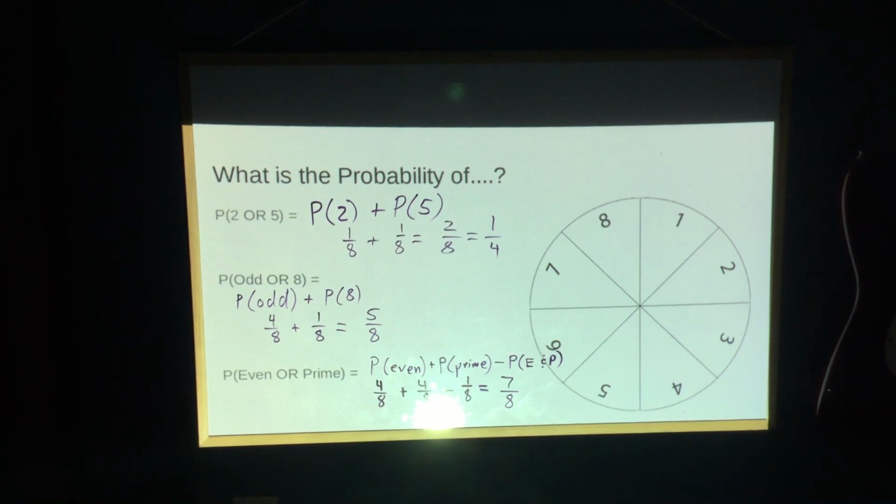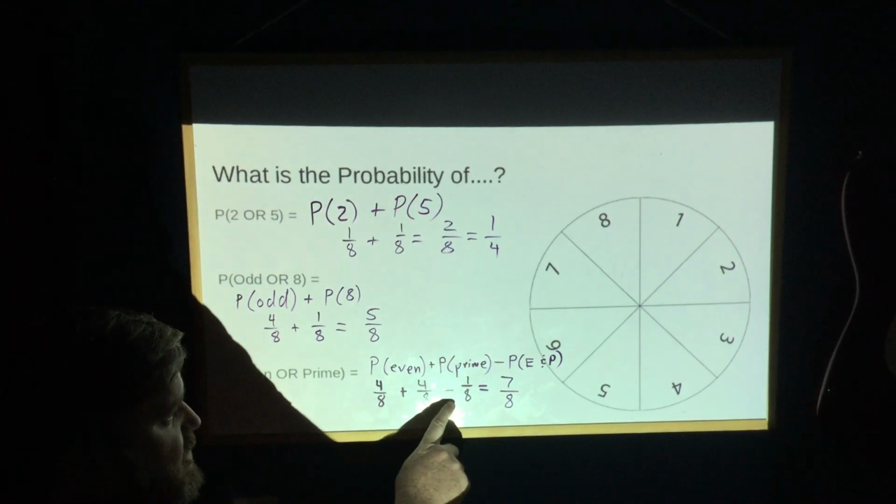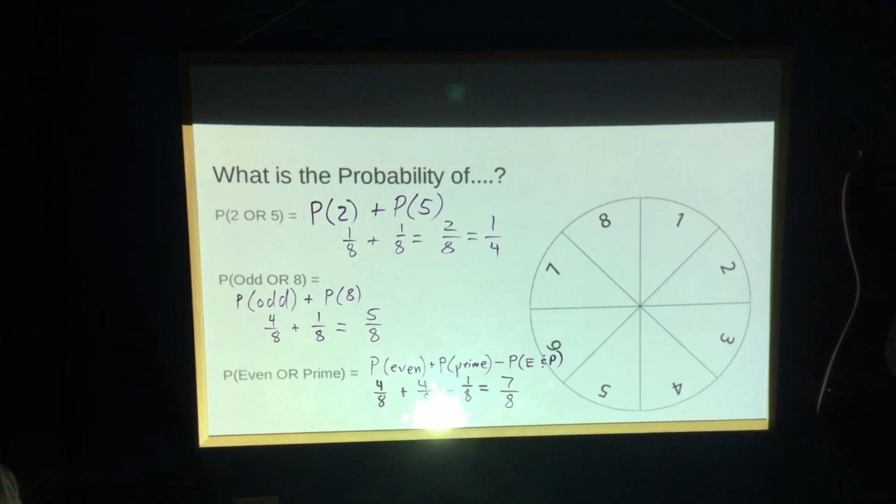All right, now, why do we have to do this? Why do we have to do this thing where we have to subtract where it's both? So I'm going to attempt to explain that.